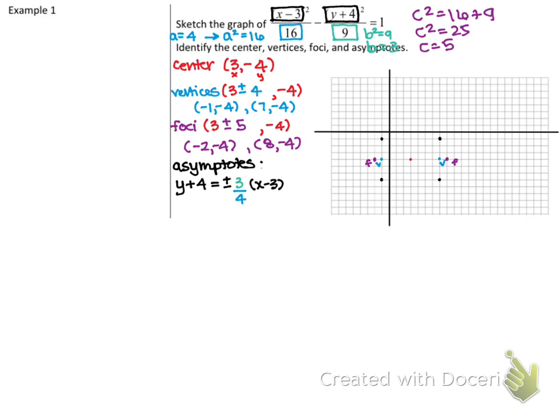And I want to graph these lines. So I'm going to start here, here. I am going to dash these in just a minute. These asymptotes create like a boundary where your graph is not going to hit.